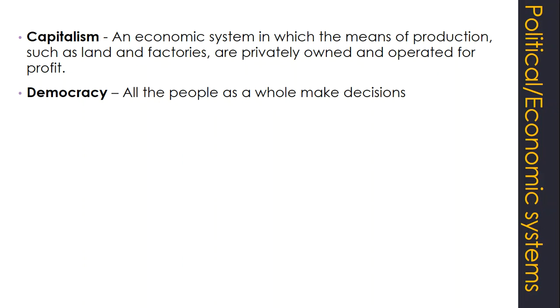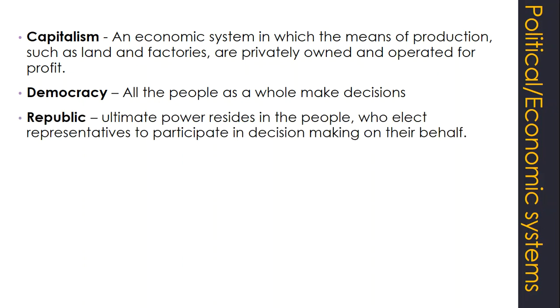Democracy is where all the people as a whole make decisions. The US is not really a true democracy. We are a republic. So the ultimate power resides in the people who elect representatives to participate in decision making on their behalf, right? We don't vote individually at everything. We elect members of the House and members of the Senate to make some of these decisions for us.